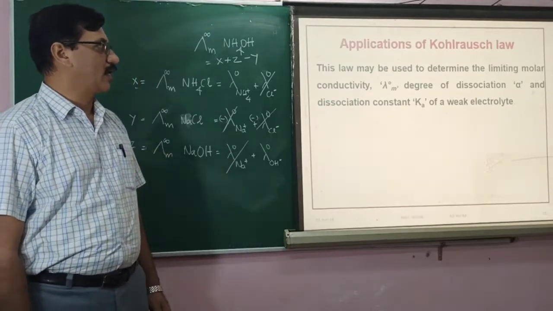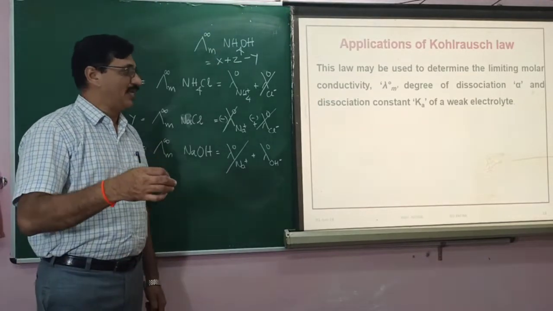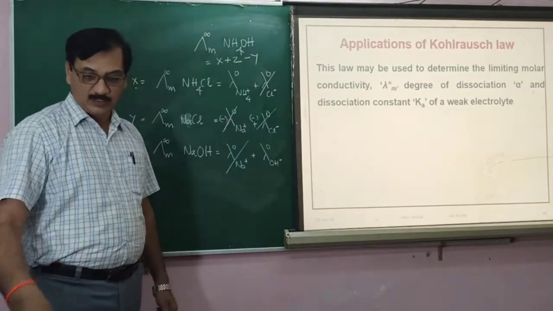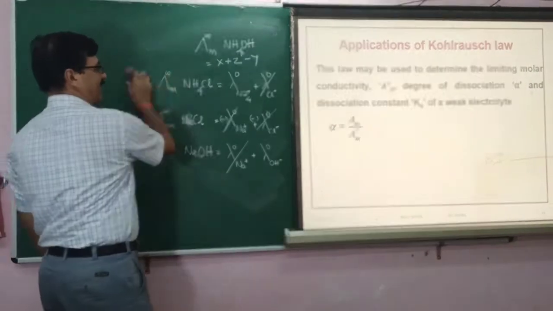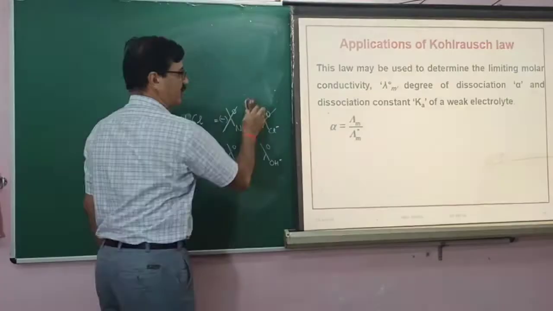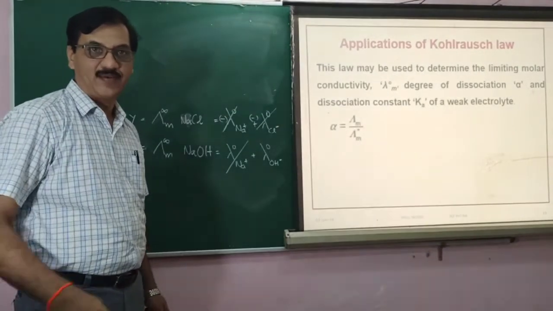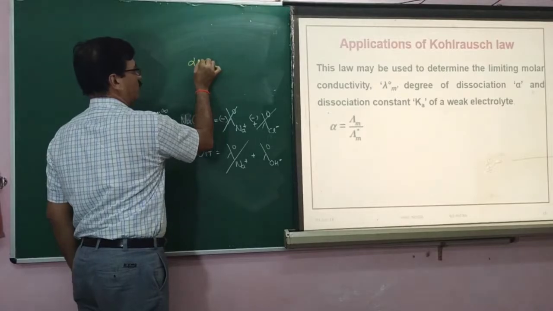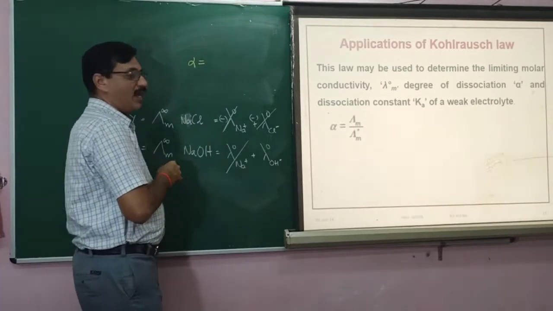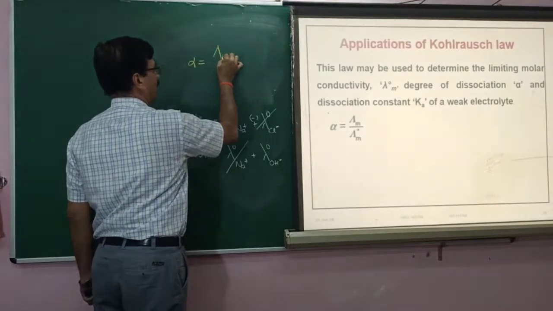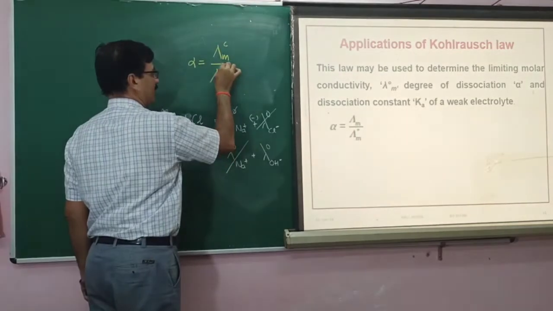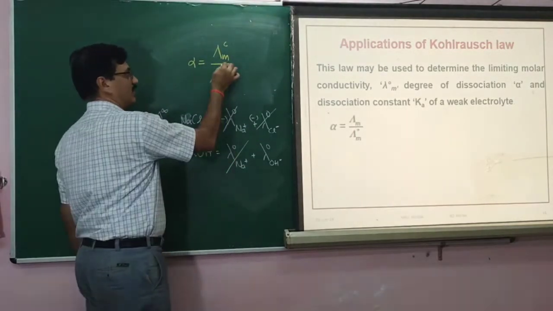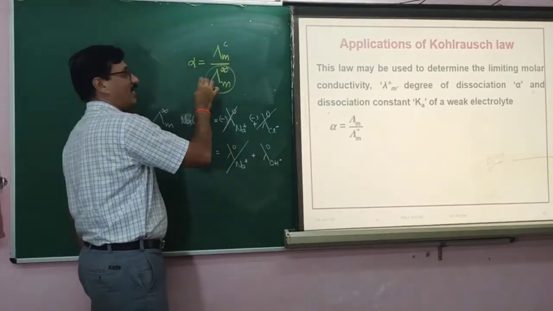So this is how we are able to do. There is one more application of this. This molar conductivity at infinite dilution also is related to the degree of dissociation of a weak electrolyte. Degree of dissociation is a fraction, and this can be determined by molar conductivity at that concentration divided by molar conductivity at infinite dilution. So this is the larger value, or largest value, for an electrolyte.